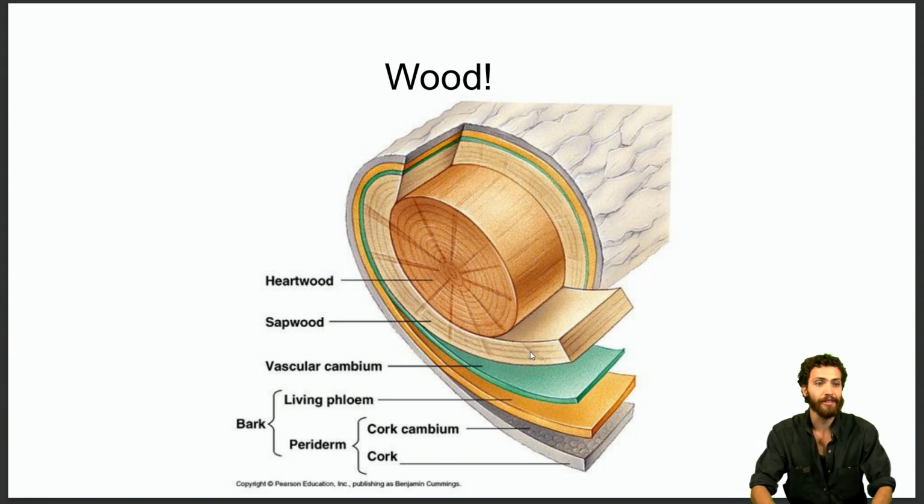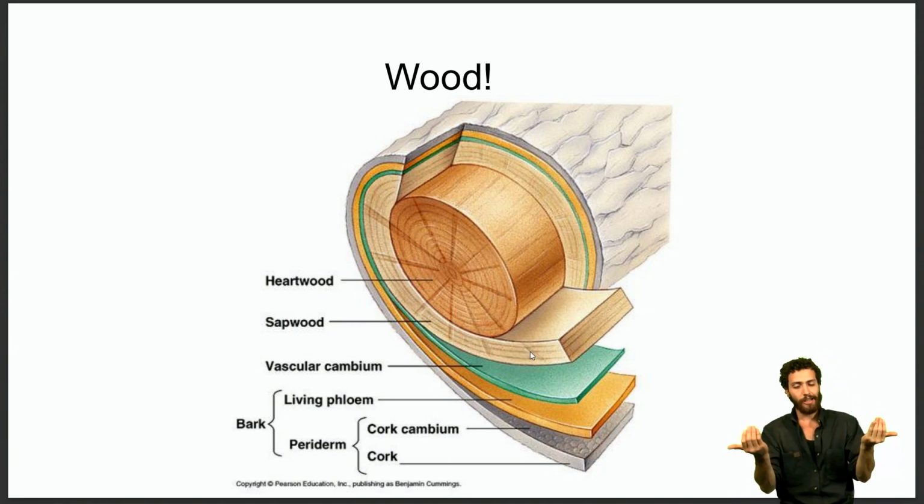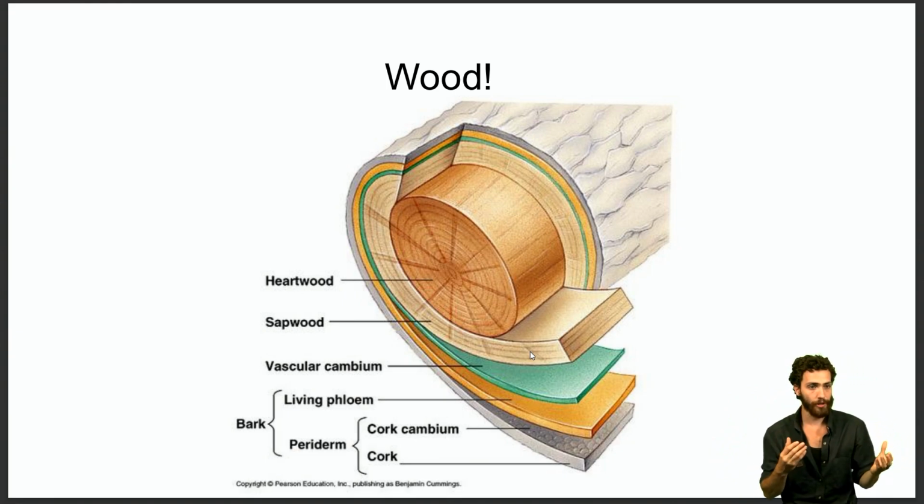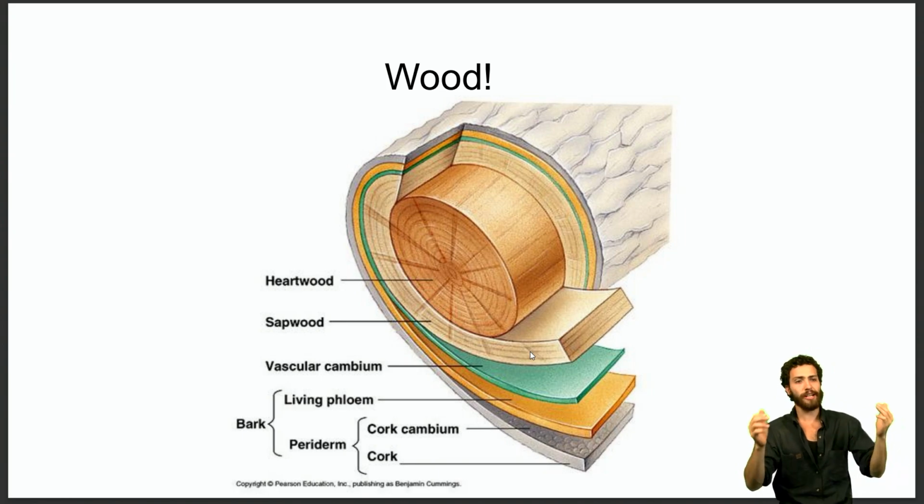So what happens is a tree will produce new rings inside of that vascular cambium. Every year, a new ring, right? We're all pretty familiar with this in the temperate world. Every year, a new ring is produced inside of the vascular cambium by the vascular cambium. So the innermost rings are the oldest.